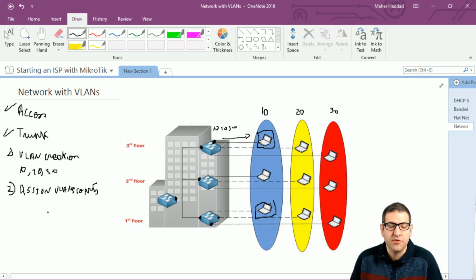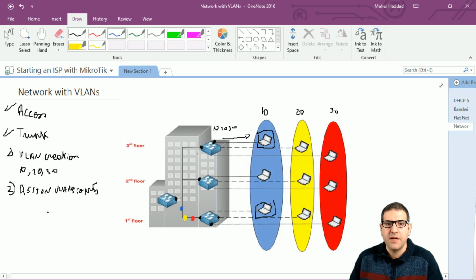Of course, you can say which VLAN you want to pass. By default, they will pass all the traffic of the VLANs. That means we will see that this switch will send the traffic of VLAN 30. I'll make it red as it is for the VLAN. And it will pass also the traffic of VLAN 20. And it will pass also the traffic of VLAN 10. Same for switch number 2, which is the second floor, and for switch number 3 of the third floor.